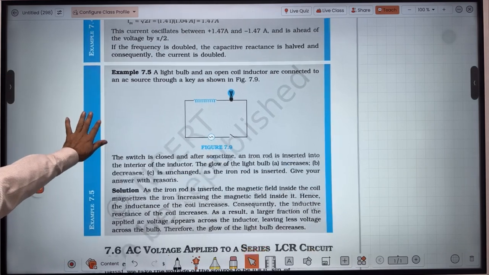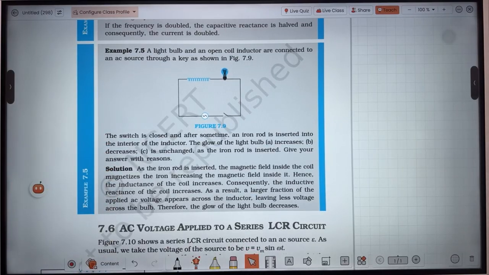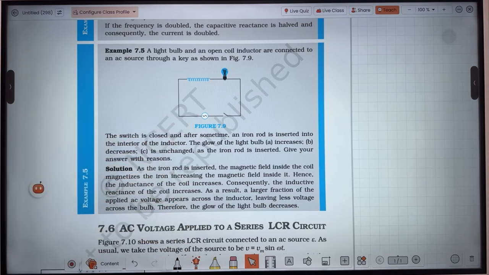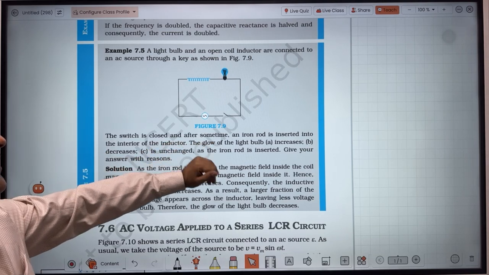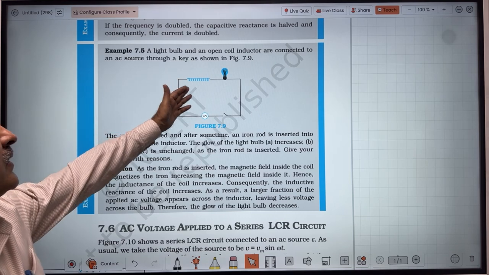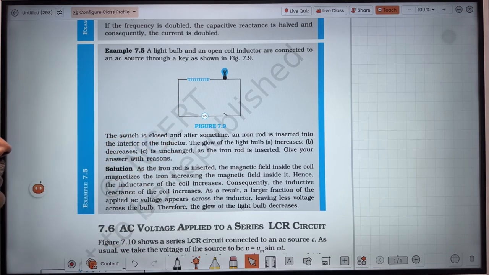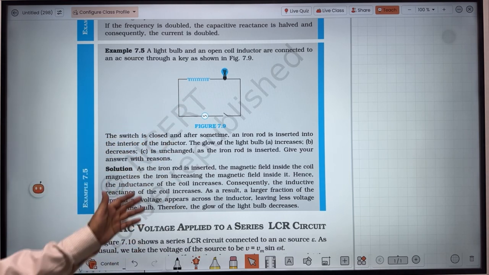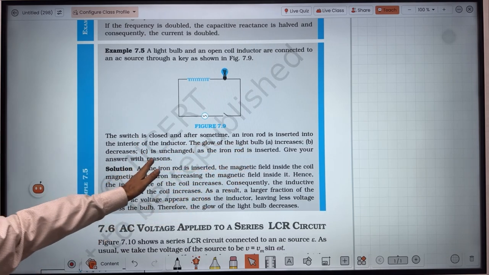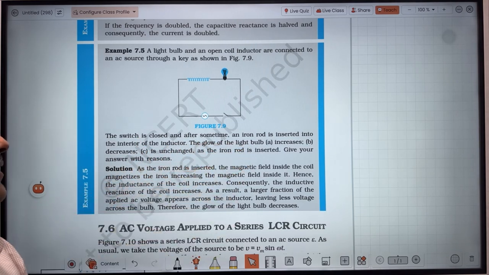Now there is another question. It says that a light bulb and an open coil inductor are connected to an AC source through a key as shown in the figure. Now the switch is closed, and after some time an iron rod is inserted into the interior of the inductor. If the iron rod is inserted, then what happens? Inductance will increase, right? Does the glow of the light bulb increase, decrease, or stay unchanged as the iron rod is inserted? Give the result.